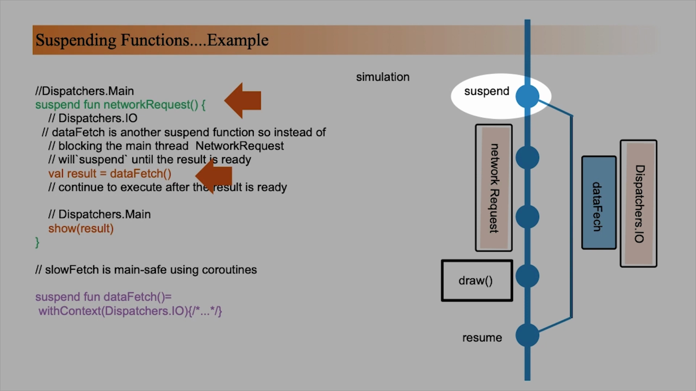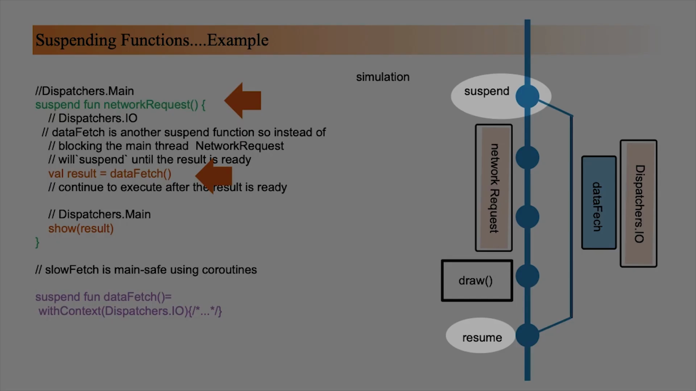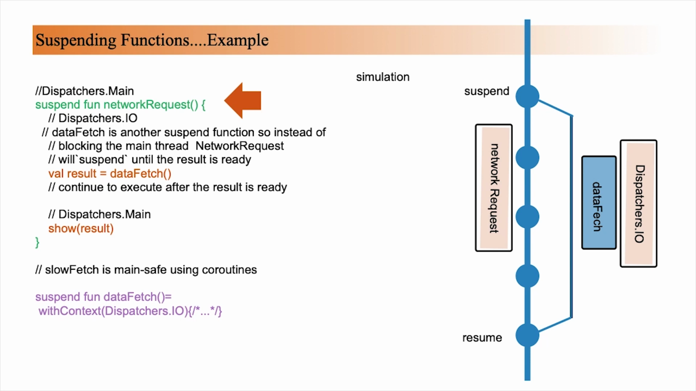The data fetch suspend function with a coroutine runs in the input output thread, making our main thread safe. After execution, it returns the result to the main thread and shows data in our app UI.